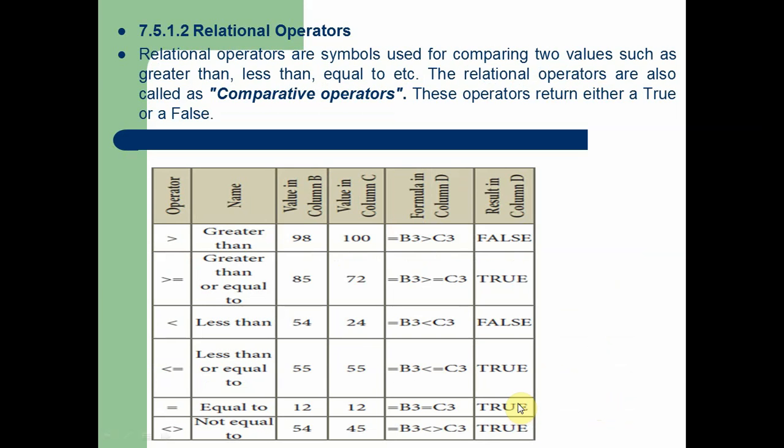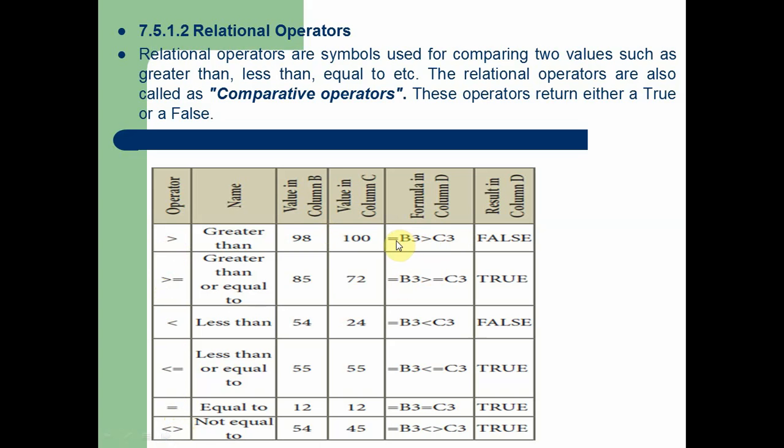Next, we are going to see the relational operator. It is also called as comparative operator. This operator is used to produce the logical output either true or false by comparing two numbers. Here you can see the different operators: greater than or equal to, less than or equal to, equal to. Next one is not equal to. So we will see one by one the relational operators for the given number.